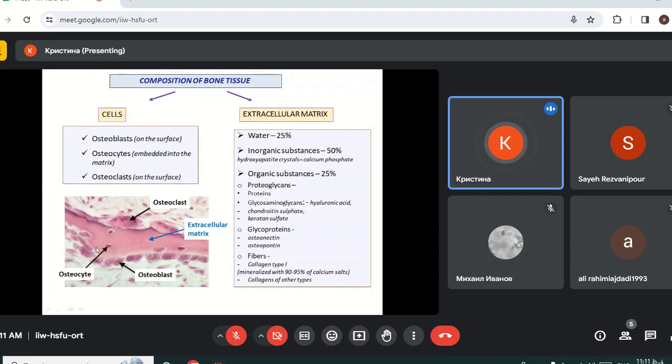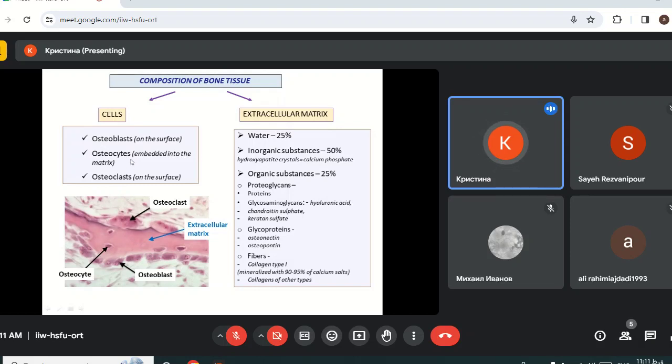In this picture, you can see a part of bone tissue. This structure, composed of a bone, is called the bone spicule. It is pink in color. It is produced by the cells, and here at the surface you can see the cells osteoblasts. They are located at the surface.